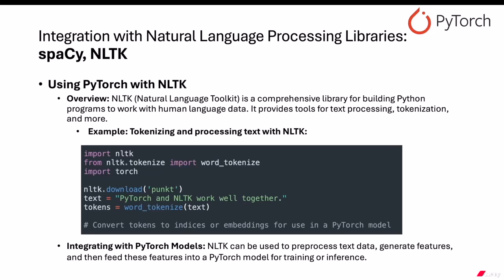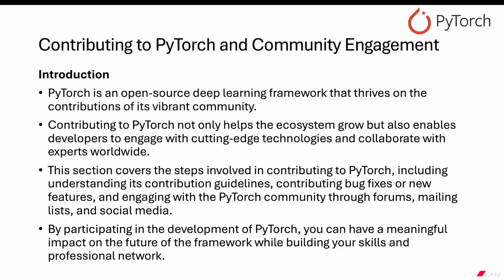Import nltk first, and from nltk.tokenize import word_tokenize, and then import torch. nltk.download('punkt'). Text equal to "PyTorch and NLTK work well together." Tokens equal to word_tokenize using the text above. Convert tokens to indices or embeddings for use in PyTorch model here. Integrating with PyTorch models. NLTK can be used to pre-process text data, generate features, and then feed these features into a PyTorch model for training or inference.